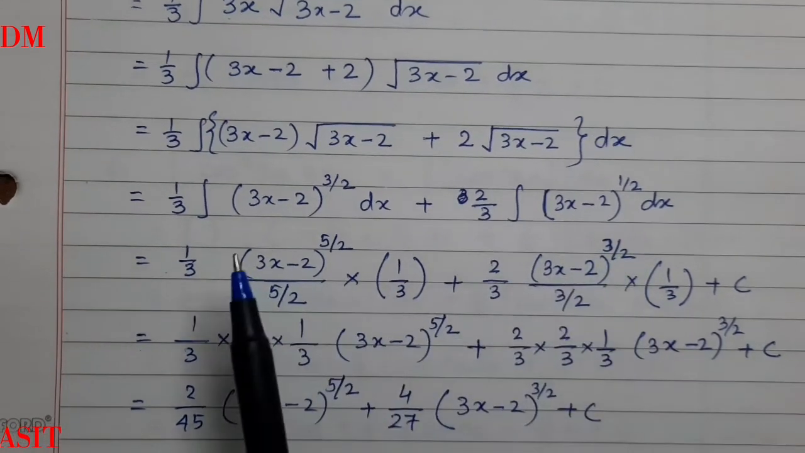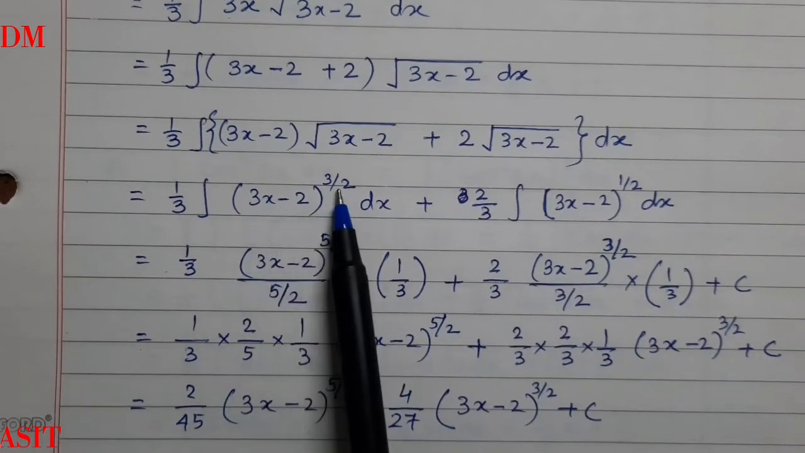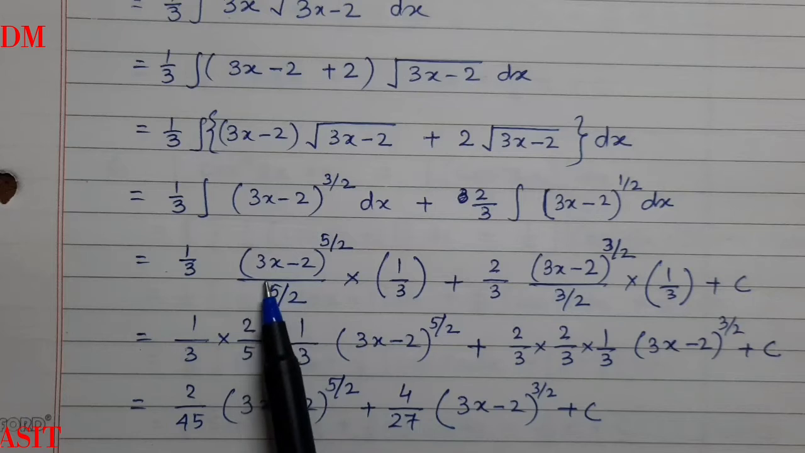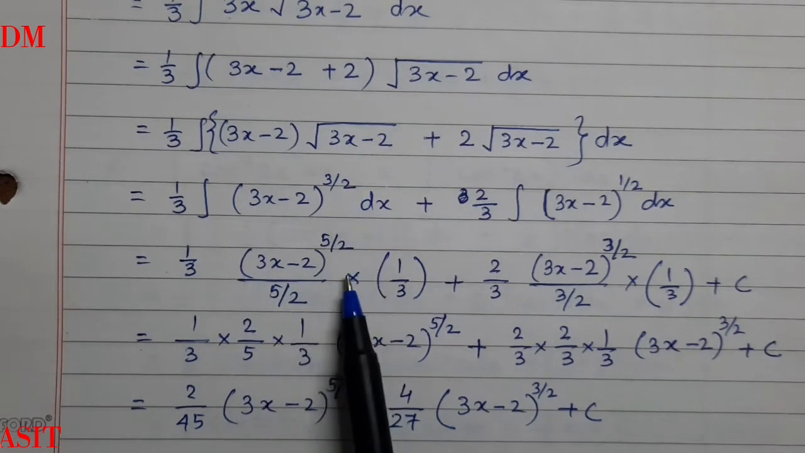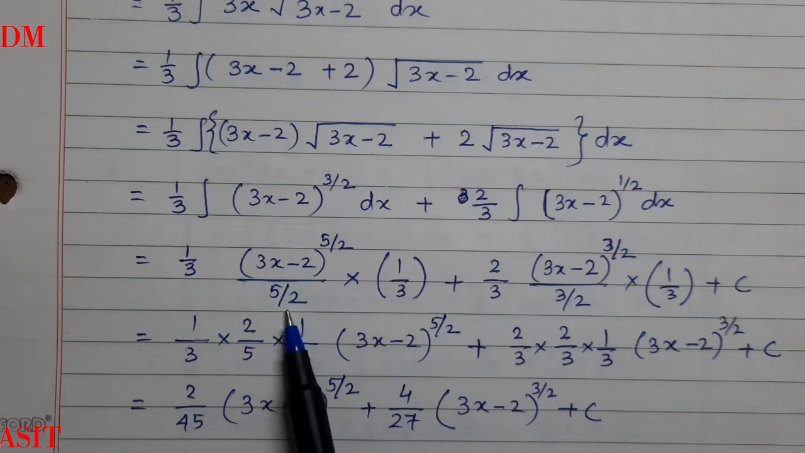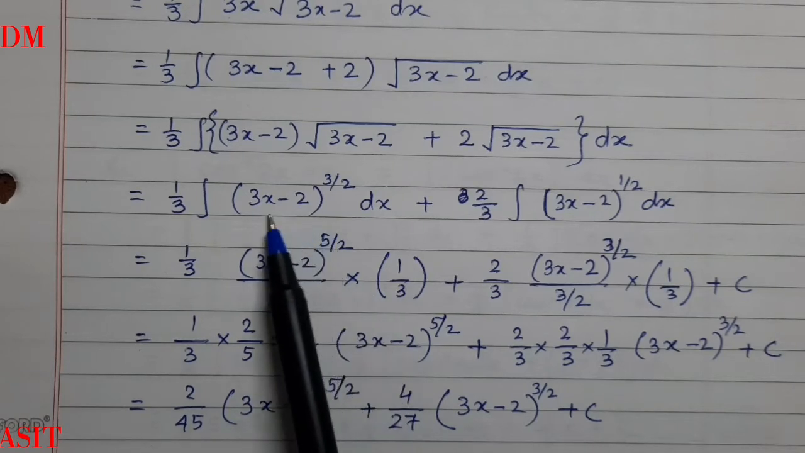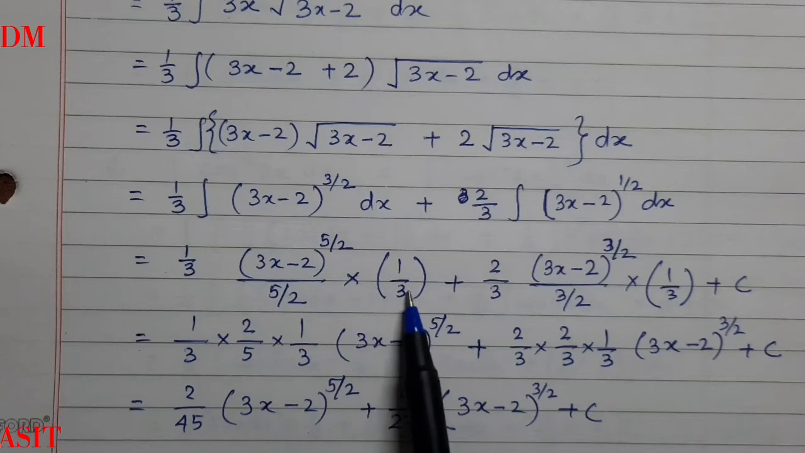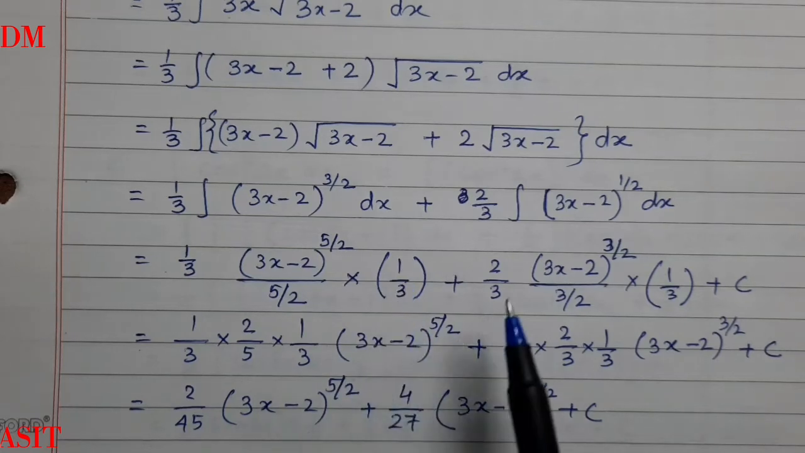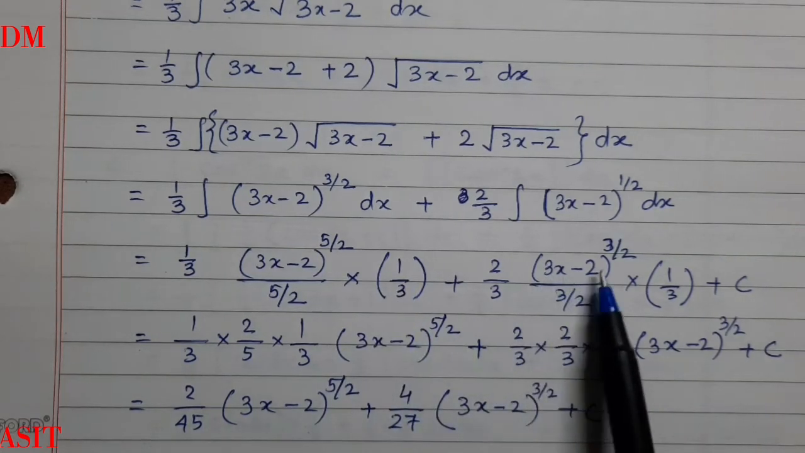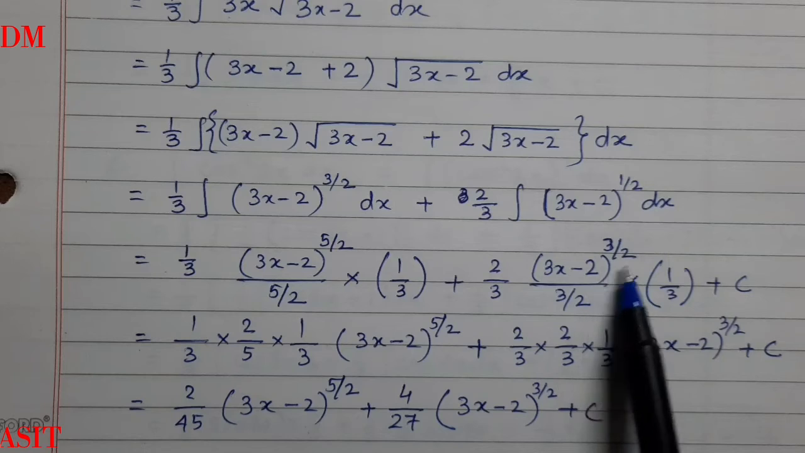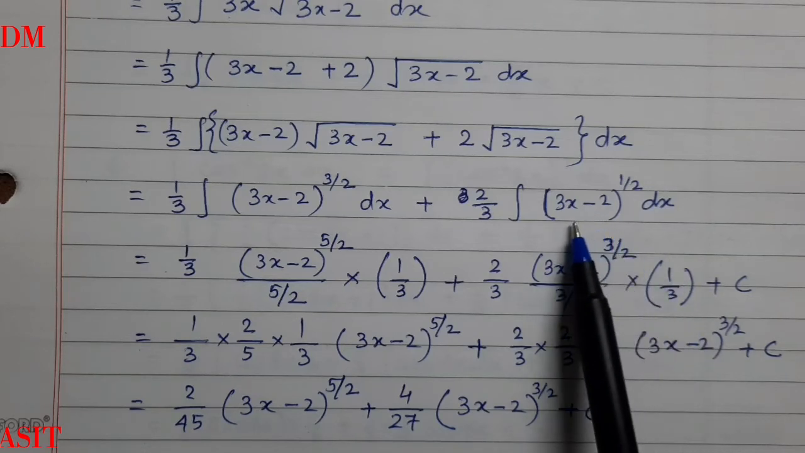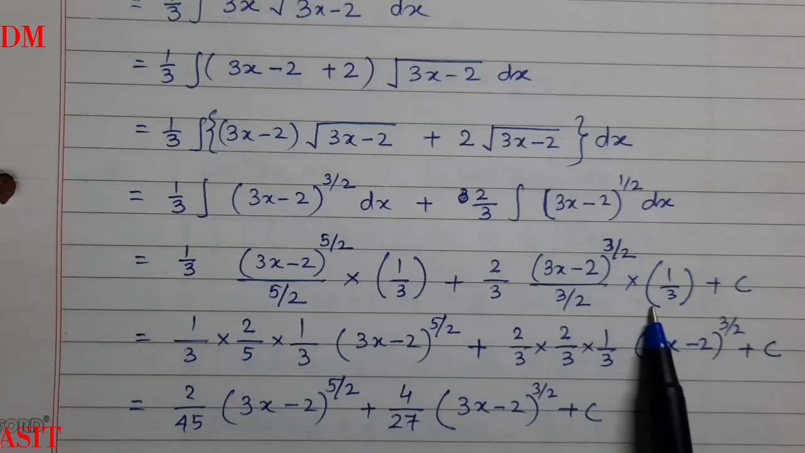Now let us do the integration. Here we have to do x to the power n's integration, that will be x to the power n plus 1 by n plus 1, that is 3 by 2 plus 1, which is 5 by 2, into again the formula, whatever the coefficient of x will be divided, so 1 by 3. Similarly here also (3x minus 2) to the power 1 by 2 plus 1, that is 3 by 2, into 1 by the coefficient of x. Coefficient of x is 3.